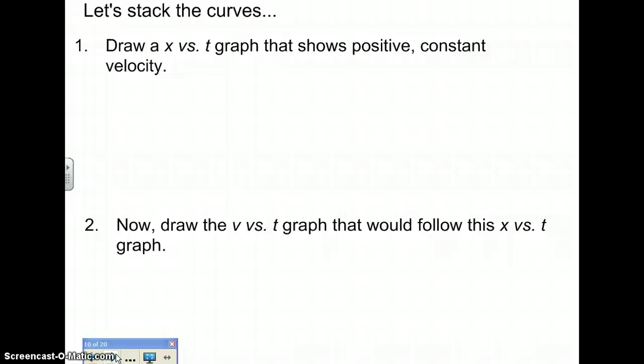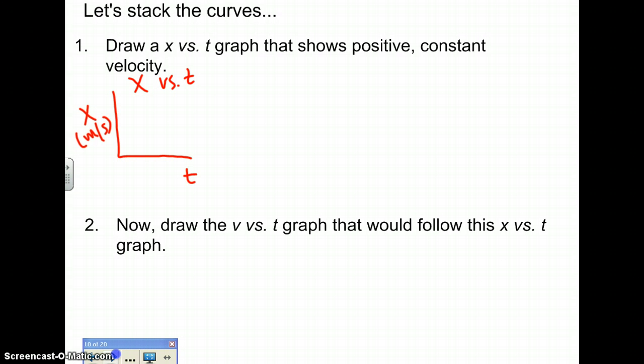With you stacking these curves, we're going to draw a displacement versus time graph that shows a positive constant velocity. So starting off with this, oopsie, that's not correct. Okay, constant positive velocity. So there you go.